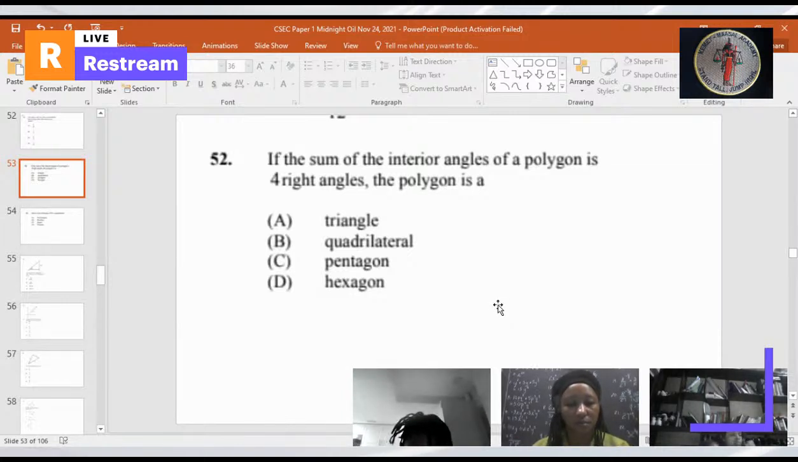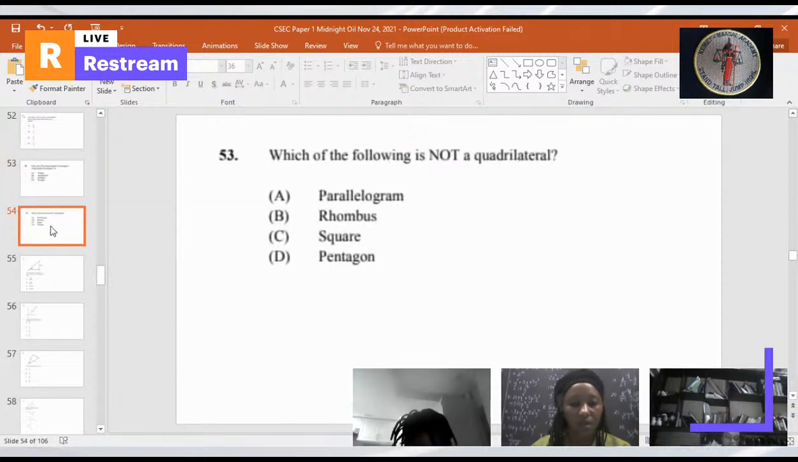Question 52. If the sum of the interior angles of a polygon is four right angles, then the polygon is a quadrilateral. Say the letter as well. Miss, B, quadrilateral. Correct.